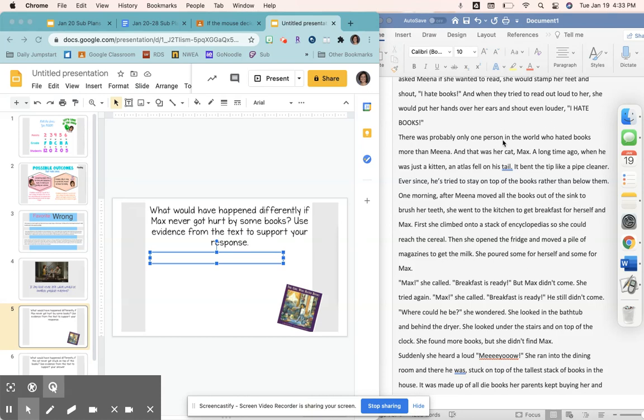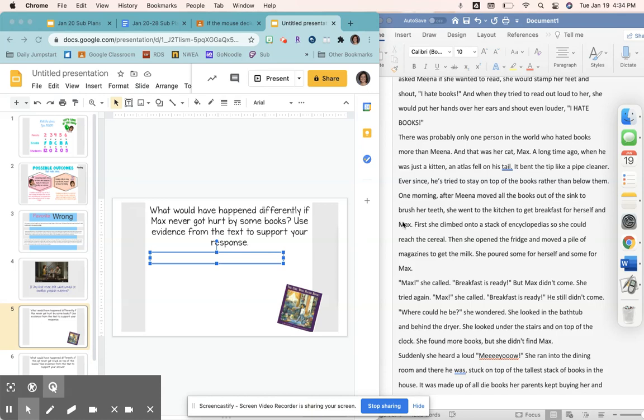It says there was probably only one person in the world who hated books more than Mina, and that was our cat Max. A long time ago, when he was just a kitten, an atlas fell on his tail. It bent the tip like a pipe cleaner. Ever since, he's tried to stay on top of the books rather than below them. One morning, after Mina moved all the books out of the sink to brush her teeth, she went to the kitchen to get breakfast for herself and Max.